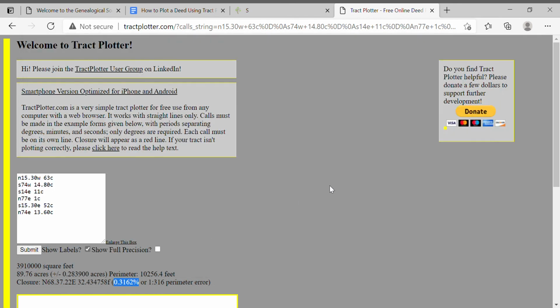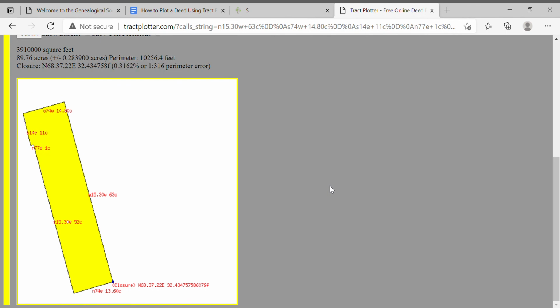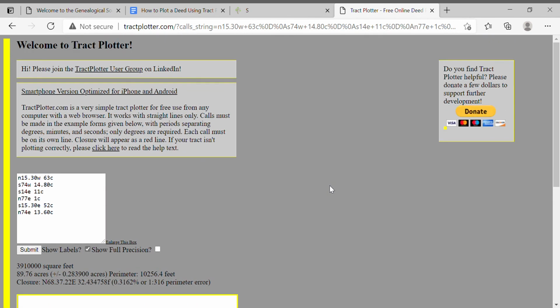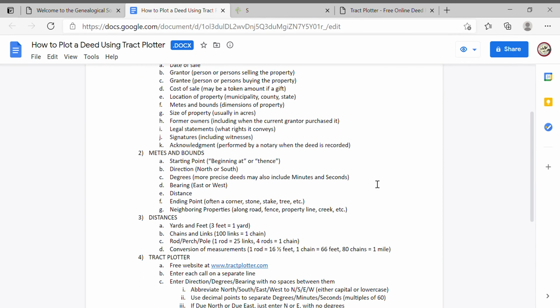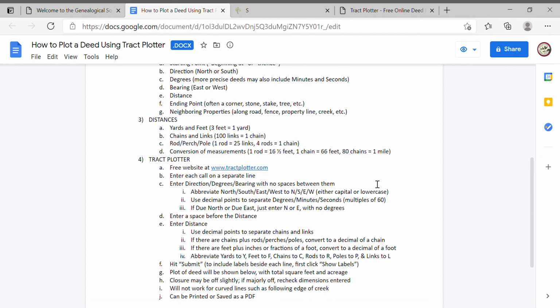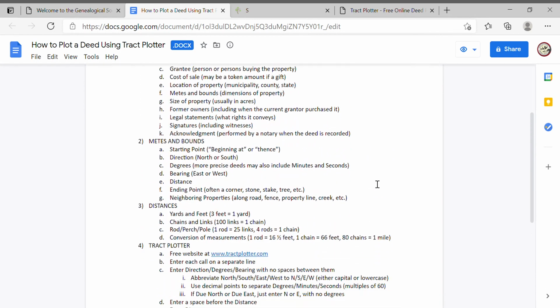Okay, I think that completes the tutorial of how to plot a deed using Tract Plotter. That's basically how it's done. There's of course variations along the way, but that's all you need to know to start with. This handout will also be posted along with the video so that you can use this to refer to with any questions.